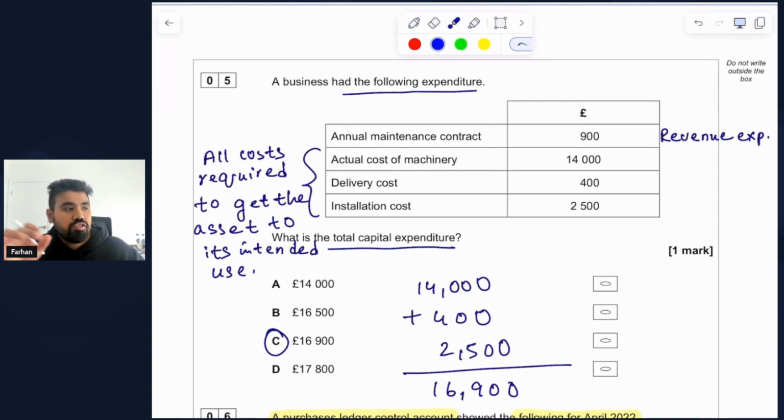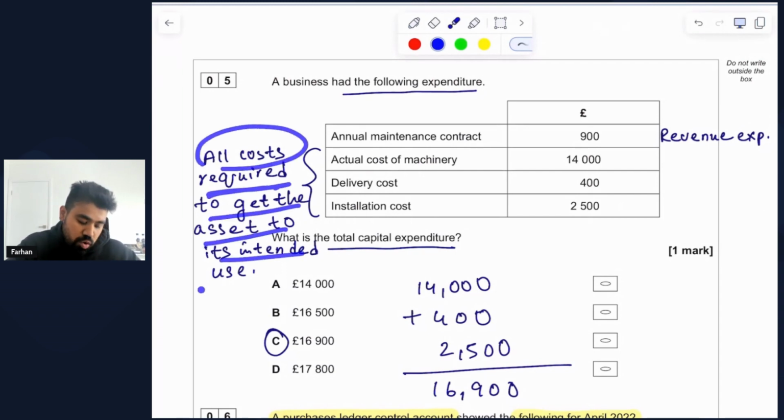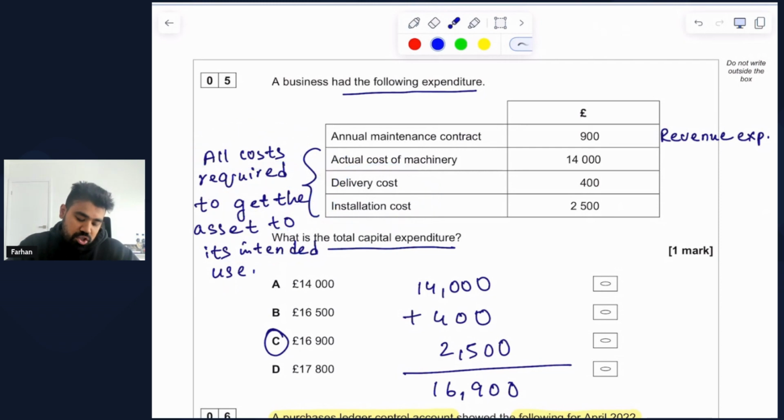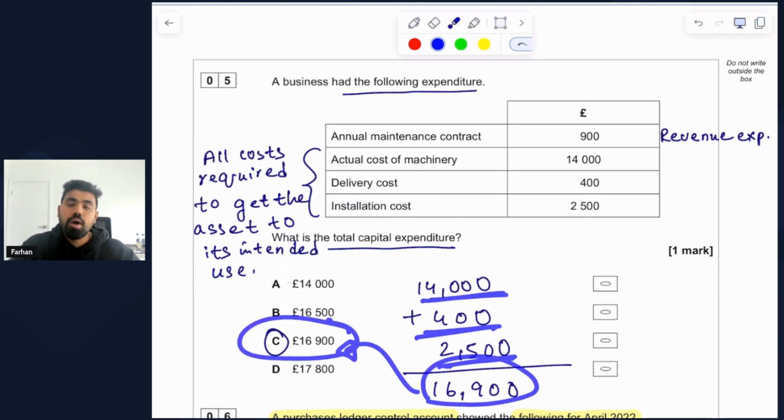within the business. So capital expenditure, when it comes to finding the total cost for a non-current asset, will include all costs required to get the asset to its intended use, which in this case is the actual cost of the machinery plus the delivery cost plus the installation costs, because the last 2 costs are very important to bring the asset to its business place and get it started for its intended use. So the total of the capital expenditure is 14,000 plus 400 plus 2,500, and that gives us £16,900. And on that basis, the correct option to select for question number 5 is option number C.